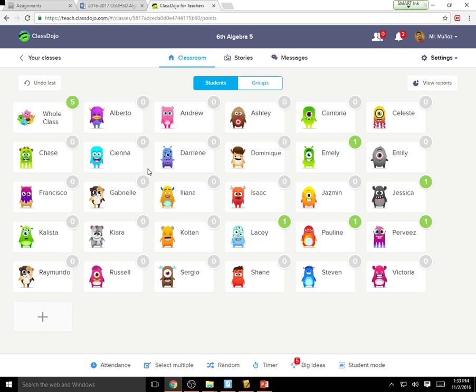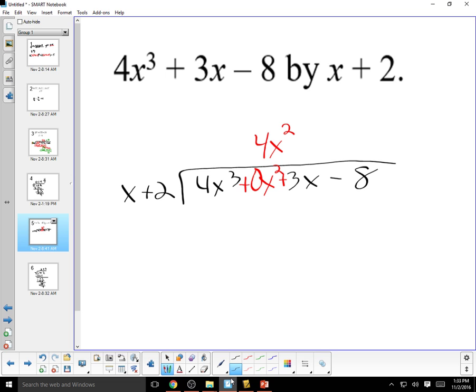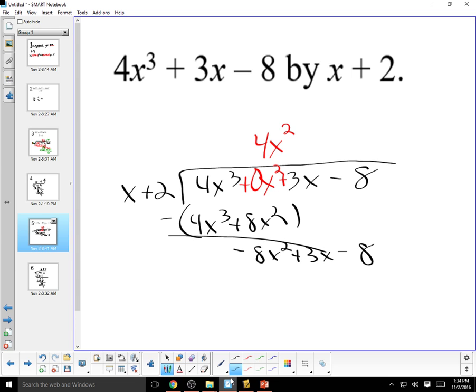Because you need to have three in the one. Oh yeah, that's awesome. So here we go. What else do you have, Mark? So we got the 4x squared. 4x squared times x is 4x to the third. 4x squared times 2 is going to give you 8x squared. We changed the signs. That's negative 8x squared, plus 3x minus 8. I'll slow down. I did that kind of fast, didn't I? Okay, did you catch everything? You're good?